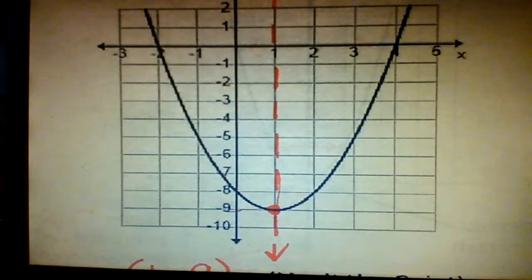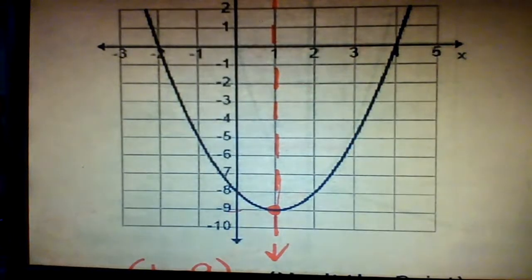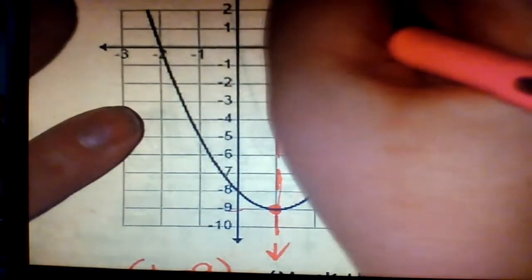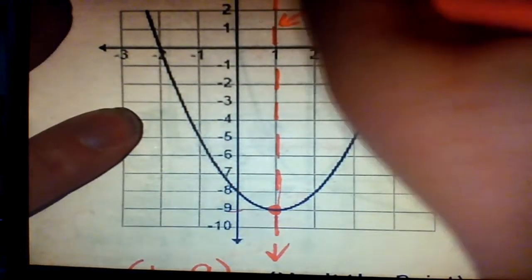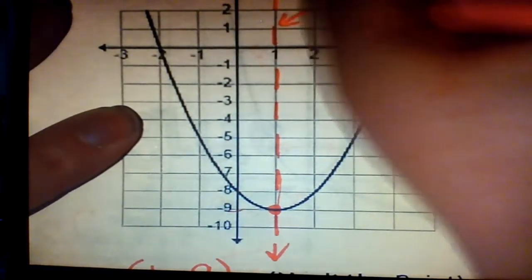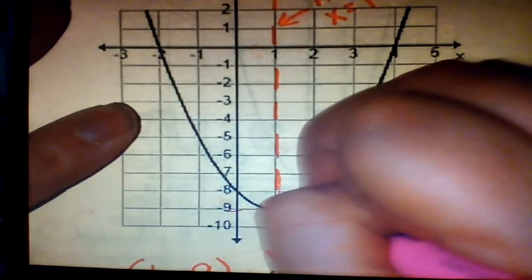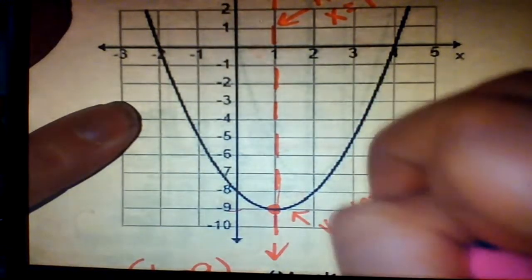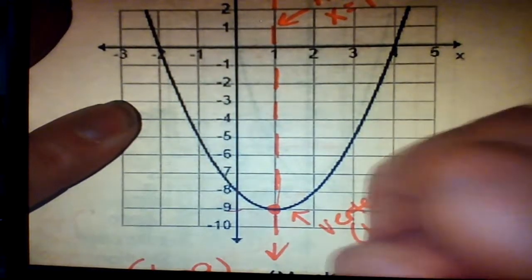Okay, we drew the axis of symmetry. The axis of symmetry is a vertical line that drops down through my vertex, or through my minimum. When I drop that vertical line down, it's at 1 on my x. So your axis of symmetry should be x equals 1. If you want to put it on the graph as well, you can. This is the axis of symmetry, and that's at x equals 1. This is your vertex, and this is at 1 comma -9, and we know that this is a minimum.